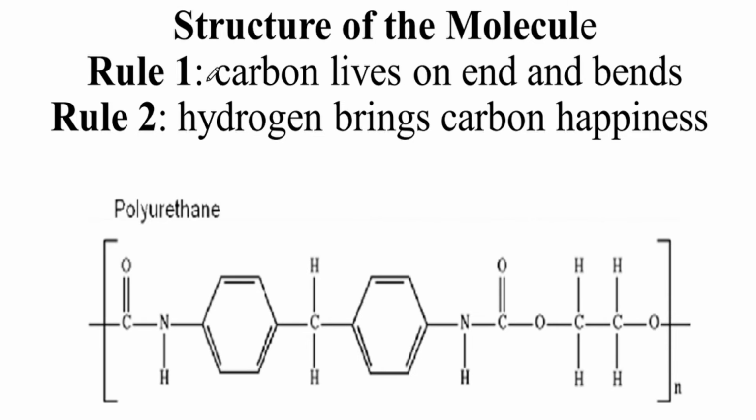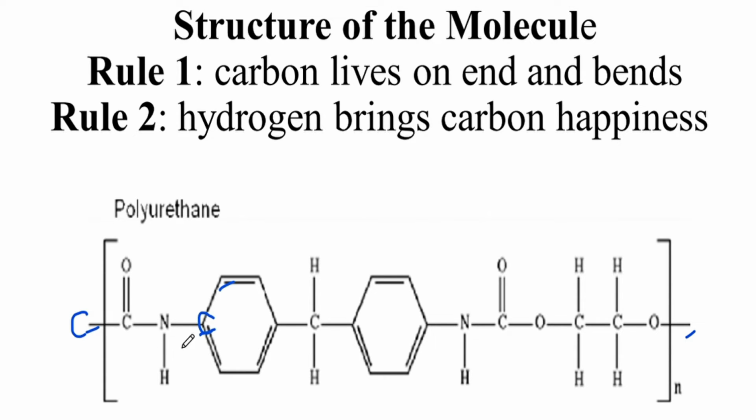To have the expanded structure of the molecule, we need to follow these rules. Number 1, carbon lives on ends and bends. Number 2, hydrogen brings carbon happiness. So whenever we see an end here, add carbon. And also in bends, carbon is present.